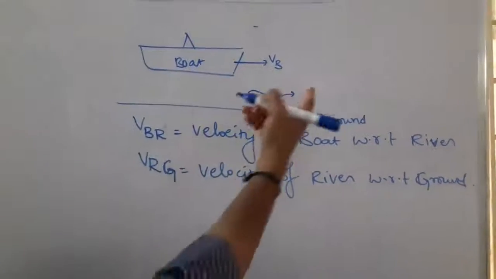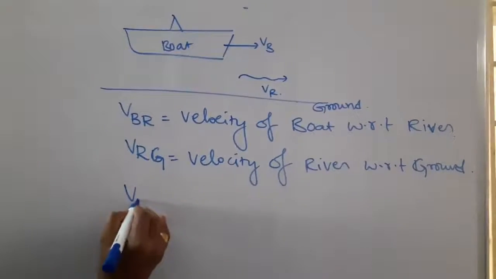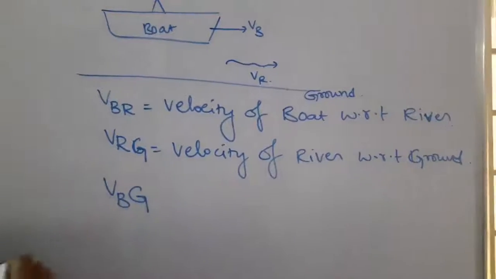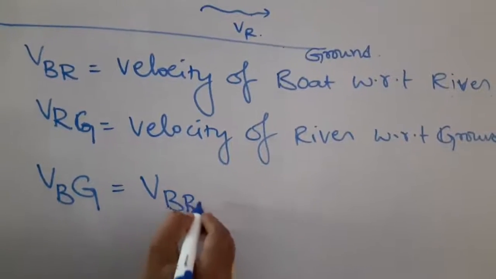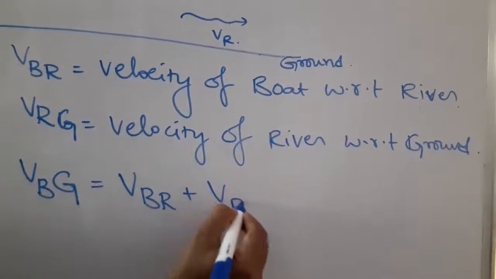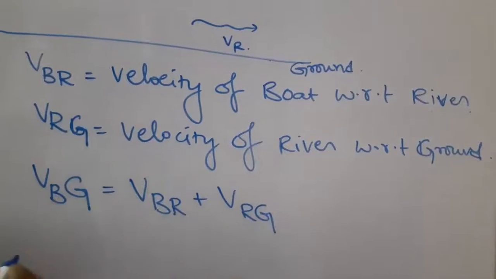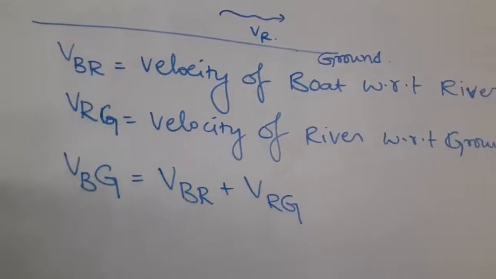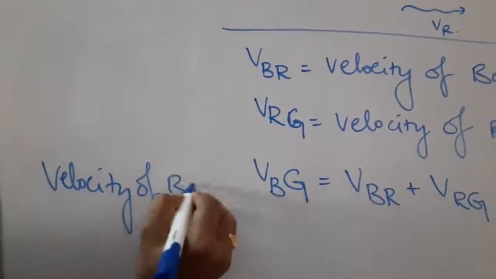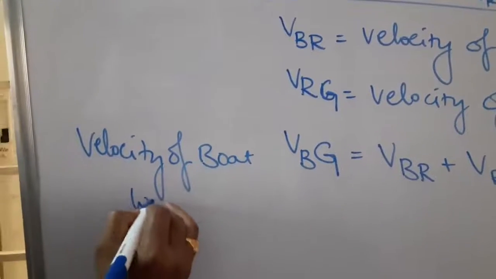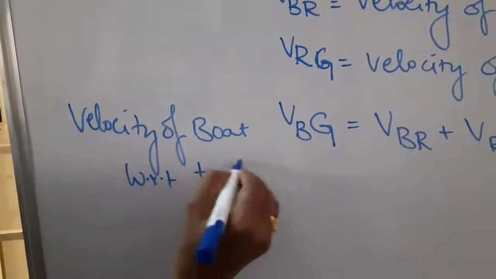Then, what is the velocity of the boat with respect to ground? Therefore, velocity of the boat with respect to river plus velocity of the river with respect to ground. This is the velocity of the boat with respect to ground.